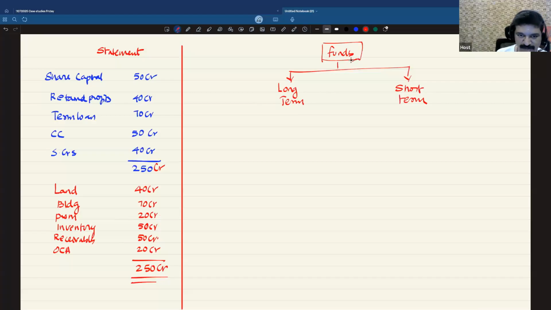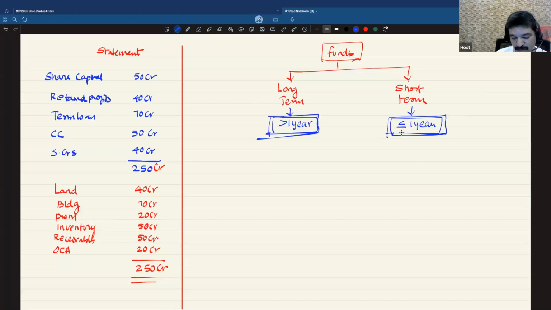That is the reason I always put my focus on this. Whatever funds have come into the business have to be identified as long-term funds and short-term funds. So what are long-term funds? These are funds from sources where the repayment can happen after 1 year. There is no compulsion that the repayment should happen within 1 year. Whereas short-term funds are those where repayments are supposed to happen within a period of 1 year, from the date of balance sheet or from the date of borrowing.